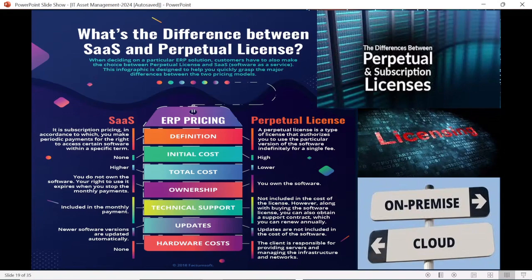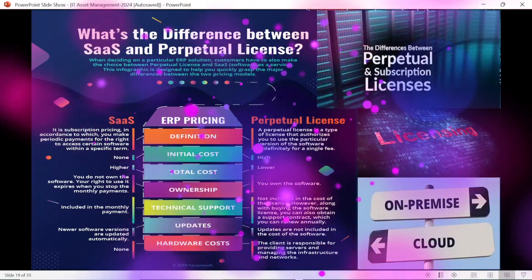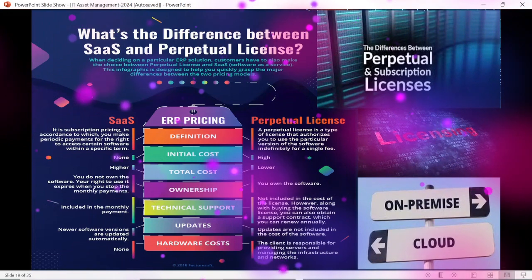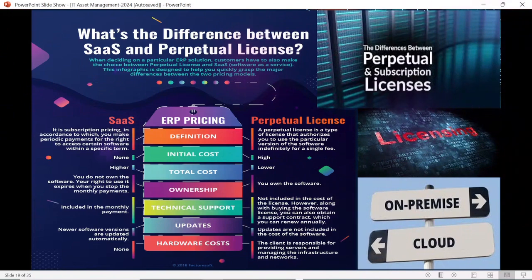When it comes to technical support, as we are paying the subscription charges, your support and maintenance is already included in your license. But for perpetual, it's not included. You will have to buy it separately. You can expect regular updates for the subscription model, and you will get hardly any updates for the perpetual license model.